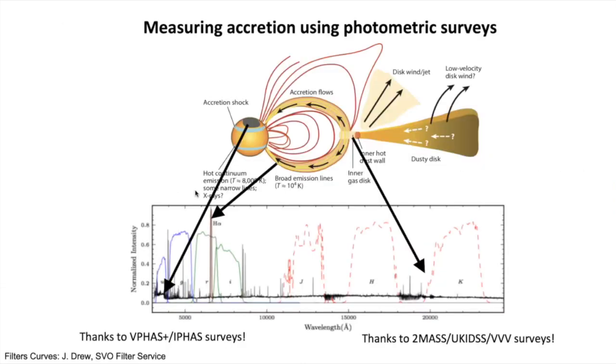So you can use accretion, as I showed before, as an indicator to identify these pre-main sequence stars. In this paradigm, when mass is transferred along the magnetic field lines, there's hot ionized gas, and this leads to very broad emission lines. So that leads to broad H-alpha lines, which can be easily identified relative to the stellar photosphere.